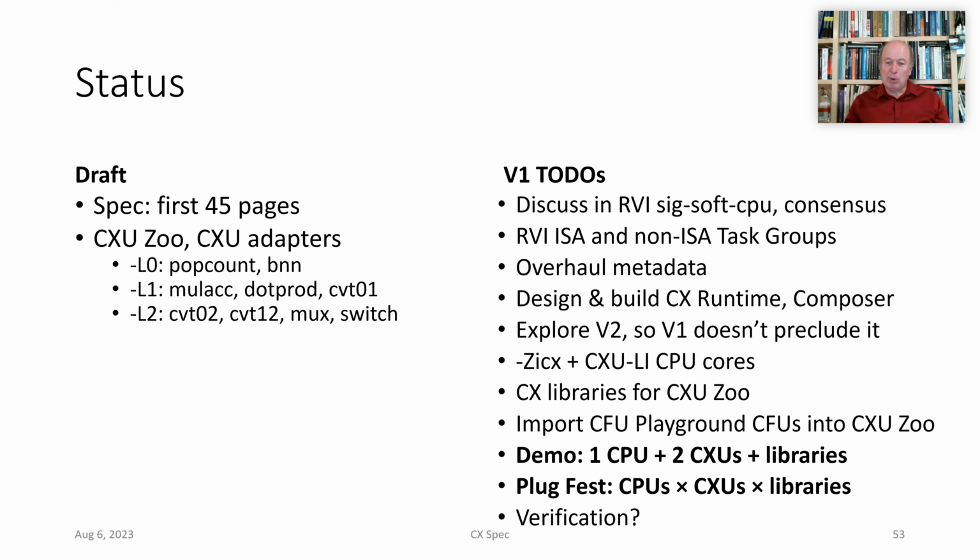Much of this is prerequisite for that first demo of correct automatic composition of 1 CPU, 2 CXUs, and their CX libraries. Then several more CPUs, custom extensions, CXUs, and CX libraries will be needed to enable this mix and match plug fest. Once we have that first plug fest, though, the composable extension ecosystem should be well underway, and eventually its network effects will lead most CPU, custom extension, and library developers to adopt these common standards.